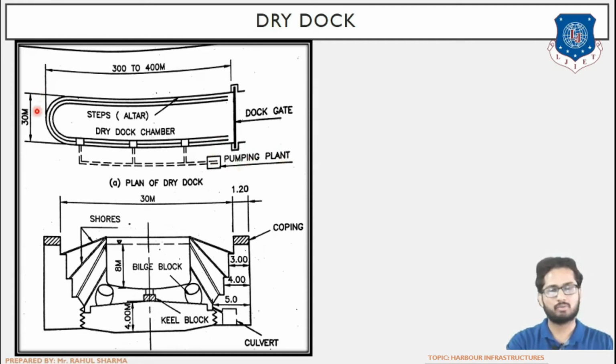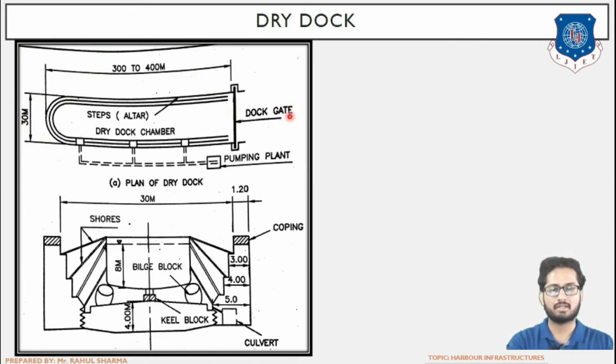Now talking about the labels, first of all the width of the dock is 30 meter, length is 300 to 400 meter. Basically this length and width will depend upon what sort of ship we are going to be handling. So which is the largest ship which we are supposed to carry out the operation of, which is the widest ship which we are supposed to encounter. So basically this is the average value of the length and width of the dock.